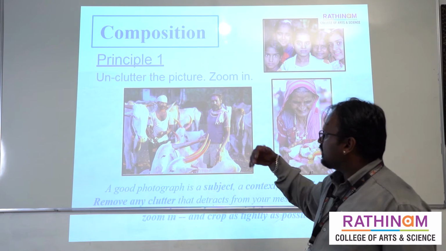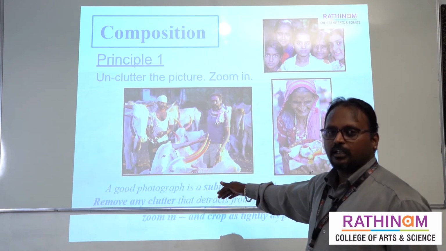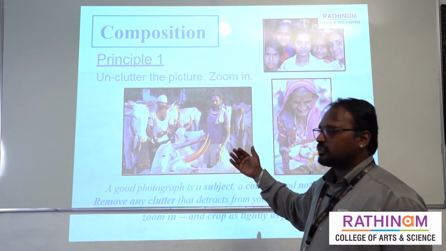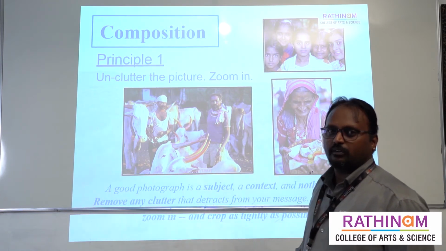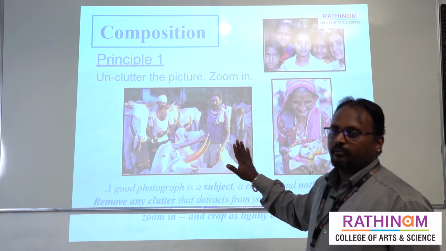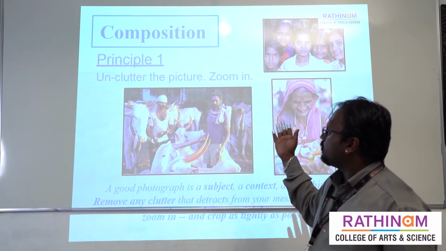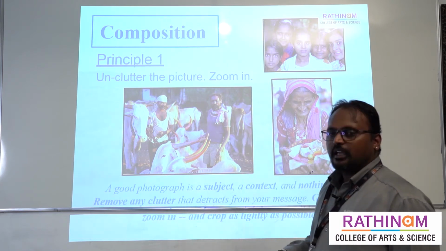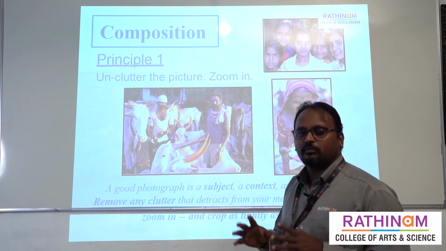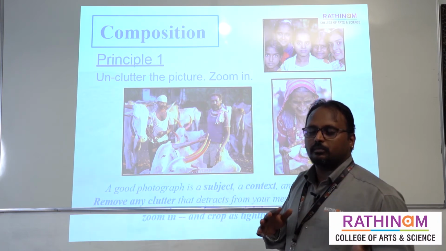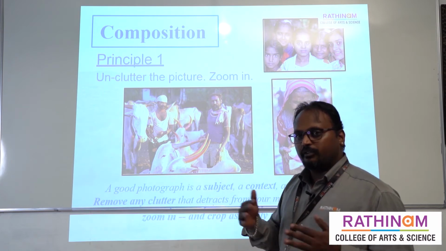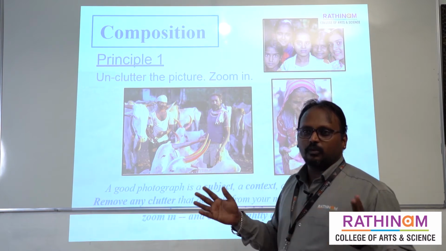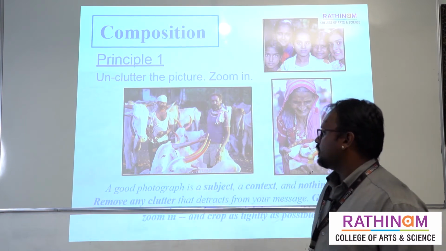If we want to take a photograph of this buffalo market, our subject is the many buffaloes and the people who are there selling the buffalo. So according to the subject, we want to compose the frame. For that, the first point is unclutter the picture, zoom in. Clutter means the unwanted area we want to remove from our frame, not at the time of editing. Before that, while setting the frame, we want to unclutter. Unclutter means removing the unwanted places. Second.